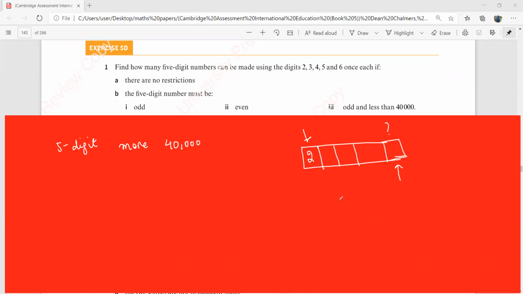So it's more than... sorry, six. We can have 2 over here, okay? So since we need to have the numbers more than 40,000, we have the options here. We can have 4, 5, or 6 over here. Okay, so this is going to be 3p1 times 4 factorial. 3p1 times 4 factorial. Do you get this?